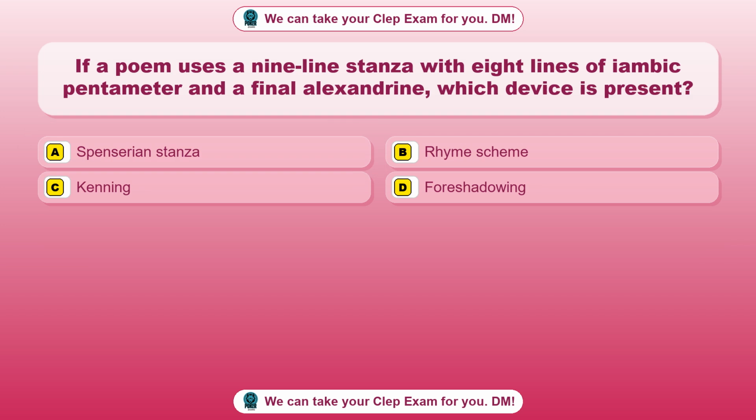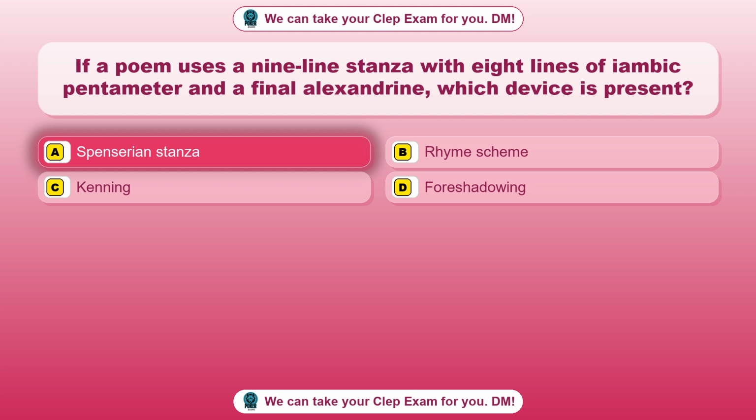Question 23. If a poem uses a 9-line stanza with 8 lines of iambic pentameter and a final alexandrine, which device is present? Option A. Spenserian stanza. Option B. Rhyme scheme. Option C. Kenning. Option D. Foreshadowing. The correct answer is option A.